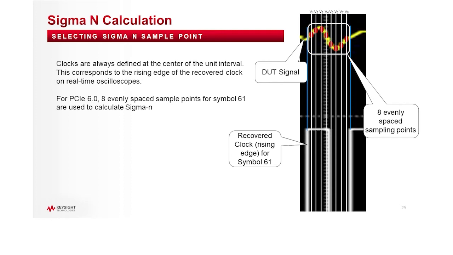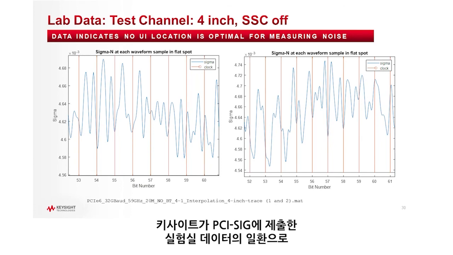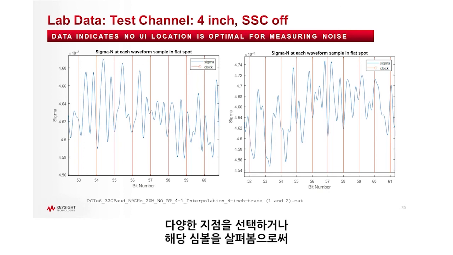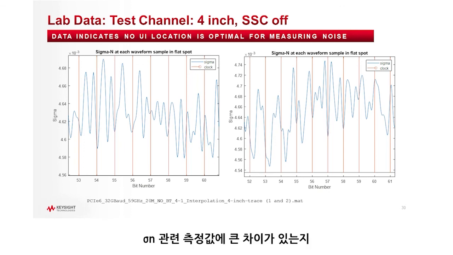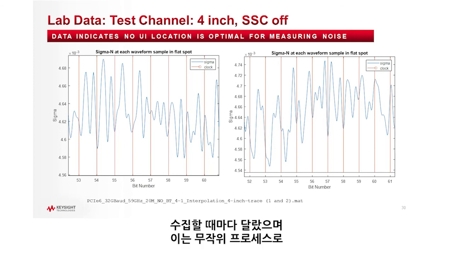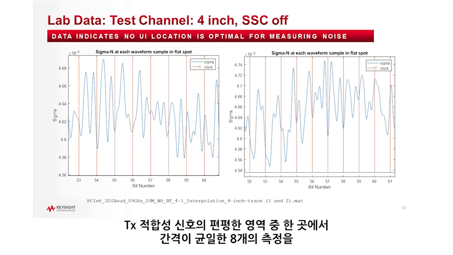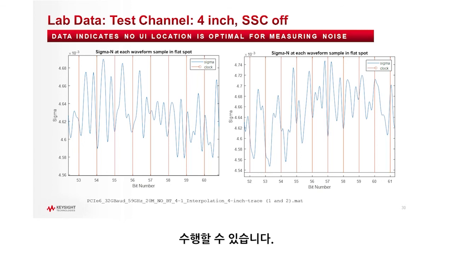As part of the lab data that Keysight submitted to the PCI SIG, we investigated to determine whether there was a significant difference by picking different points in different symbols, or looking within those symbols to see if there was any difference in the measurement for sigma N. And what we showed was that the noise measurement we would make varied from acquisition to acquisition as a random process, which allowed us to greatly simplify and consolidate how the sigma N measurements should be made, and choosing to make 8 evenly spaced measurements on one of the flat regions of the TX compliance signal in symbol number 61.